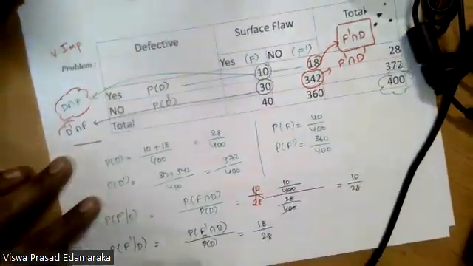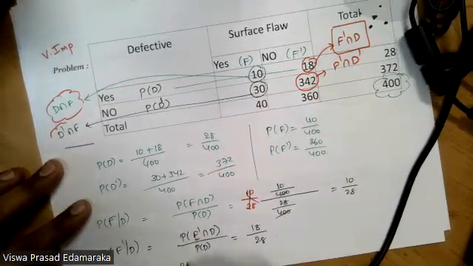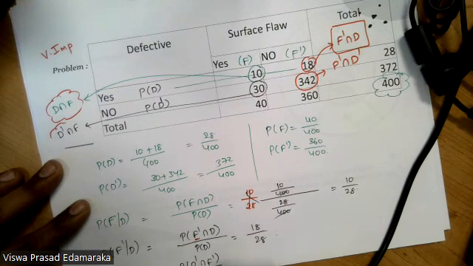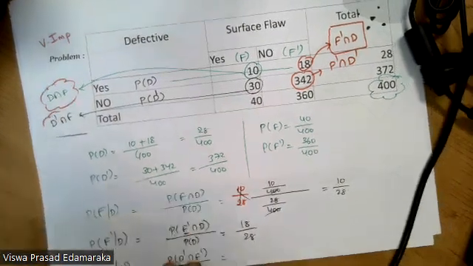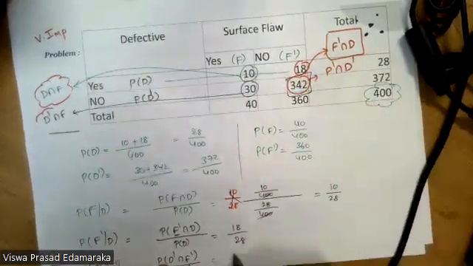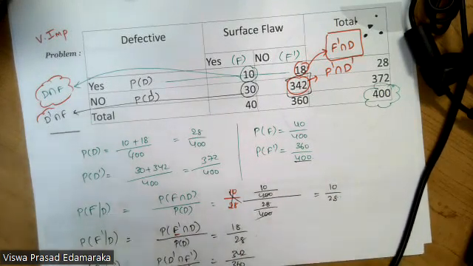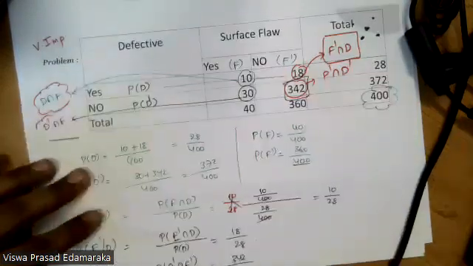So let me find P of D dash given F dash. We know that it is P of D dash intersection F dash divided by P of F dash. What is P of D dash intersection F dash? This one. 342 divided by F dash, 360. That's it.